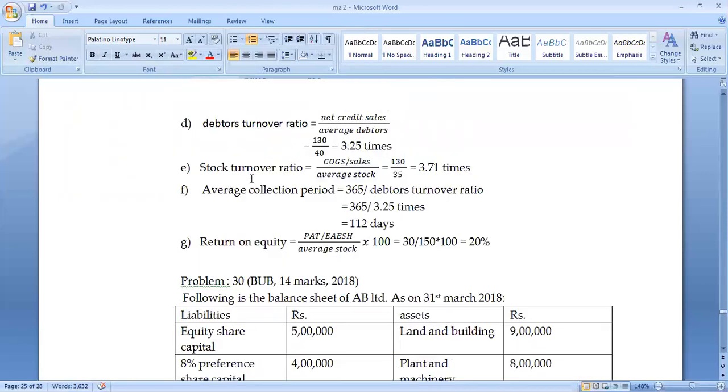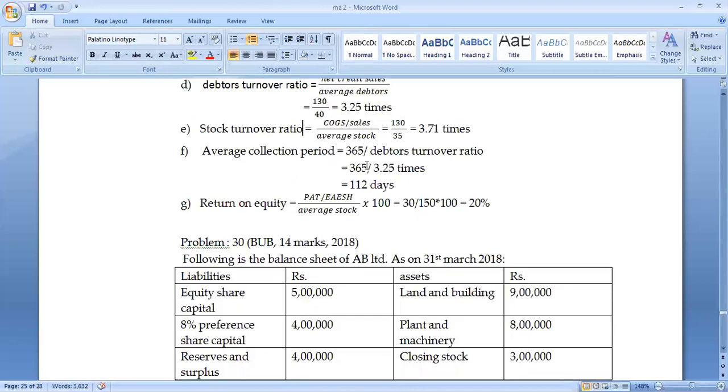Average collection period. Remember, whenever there is a debtors turnover ratio, they will compulsorily ask you to find out the average collection period. Whenever there is a creditors turnover ratio, you need to compute the average payment period. Here the average collection period is the days divided by the debtors turnover ratio. It is also called debtors velocity sometimes. So 365 divided by 3.25 times, you will get the number of days. So 112 days is the average collection period.